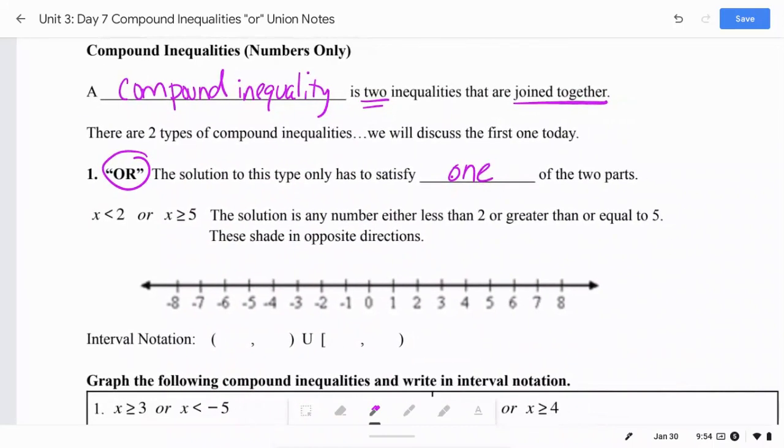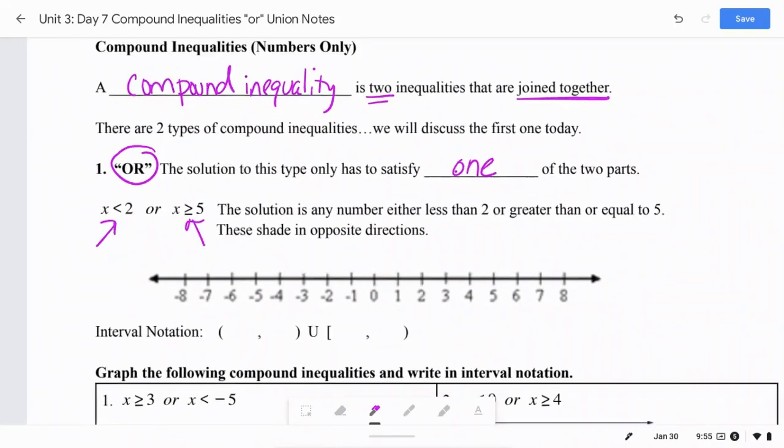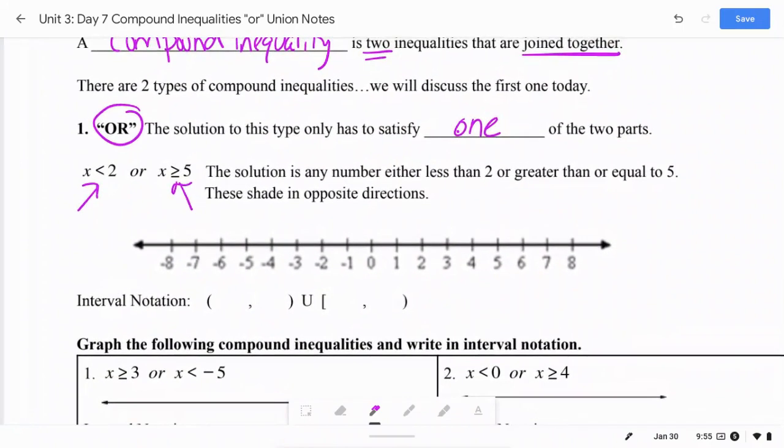So for example, x is less than 2 or x is greater than or equal to 5. It just has to either fit with the first inequality or with the second inequality. To graph this on a number line, we're going to graph both inequalities on the same number line. So we would have an open circle on positive 2, and since it's less than, that's going to be shaded to the left. And then a closed circle on positive 5, since that's greater than, it would be shaded to the right with arrows.